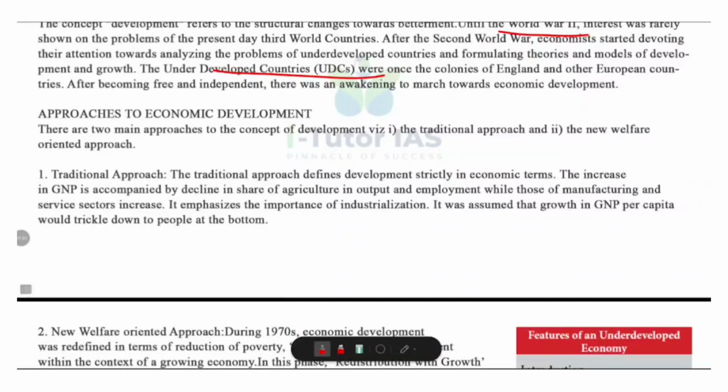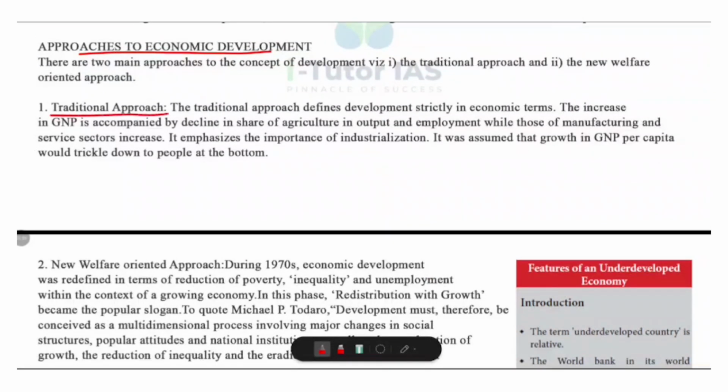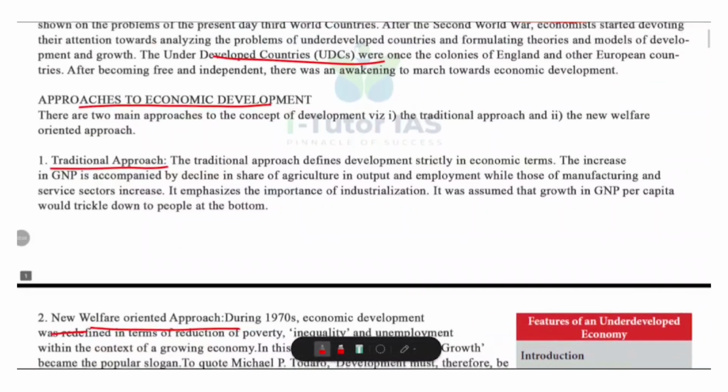Now let's look at a very important topic: approaches to economic development. Broadly, there are two major approaches. What are they? Traditional approach and new welfare oriented approach. Let's look at it one by one.